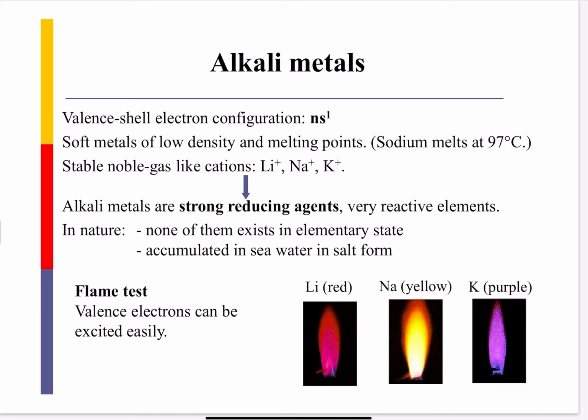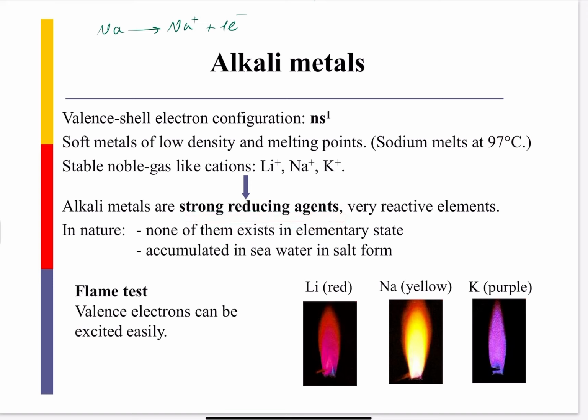They have a low melting point, for example sodium around 97, and they would like to lose an electron to become like the noble gas before them, and because of this they form stable noble-gas-like cations. For example, sodium gives one electron and becomes sodium cation. Because of this loss of electrons to other compounds, they are strong reducing agents, because they give electrons to other compounds and reduce them.